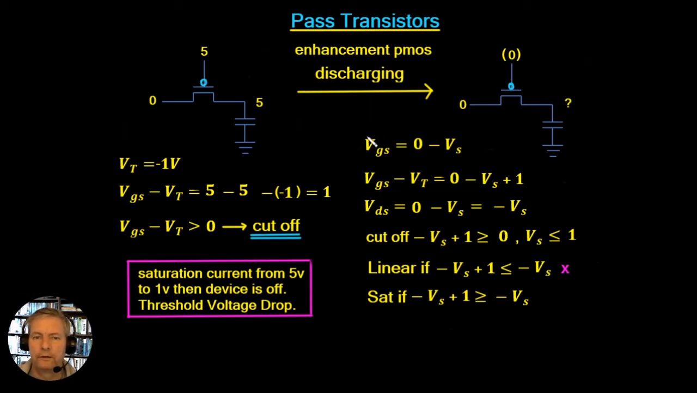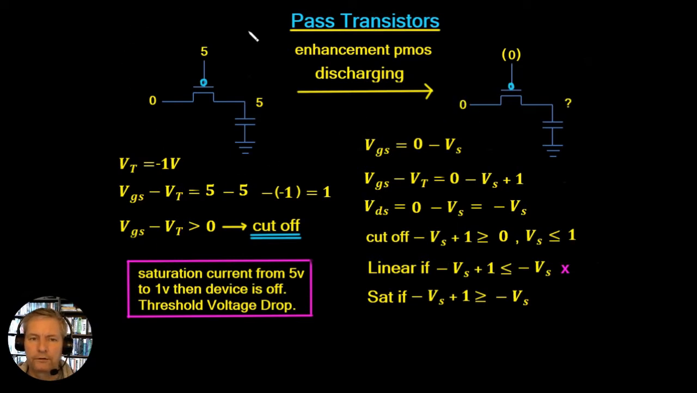So let's look at our final example here. This is an enhancement PMOS and it's discharging. So it's already charged up at 5 volts, and then what we're going to do is turn the device on, and when the device turns on it's going to discharge through to 0 volts.